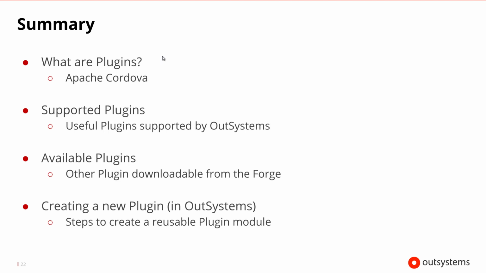So, in this session, we discussed what plugins are and how Apache Cordova is helping us be able to create plugins with the framework that they've created. We looked at the supported plugins from OutSystems and a lot of the other available plugins that are available to be downloaded from the Forge. And at the end, we gave a simple example of how to create a new plugin that you might have found in Apache Cordova and looked at the steps it would take to go ahead and make that a reusable plugin in the OutSystems world. So that's it for this session on plugins.